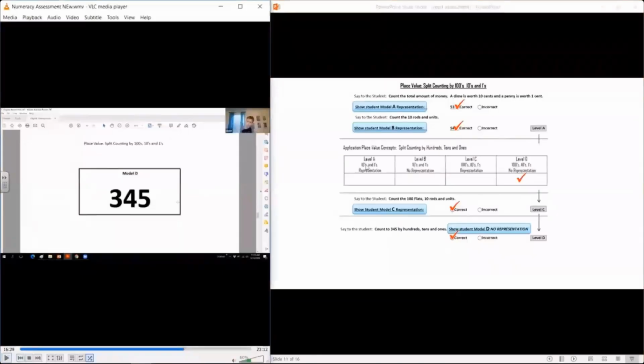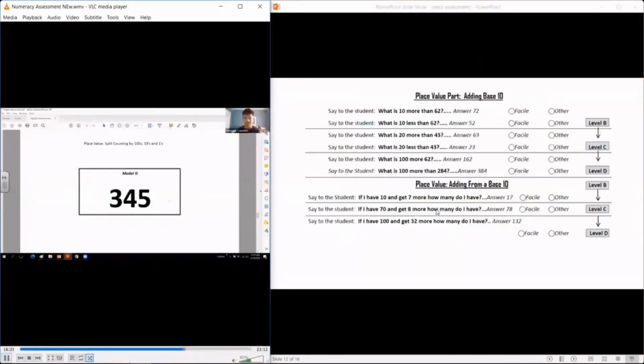He was able to do ones and tens with representation, ones and tens with no representation, hundreds, tens, and ones with representation, and hundreds, tens, and ones with no representation. Excellent job, Reed. Okay. All right.